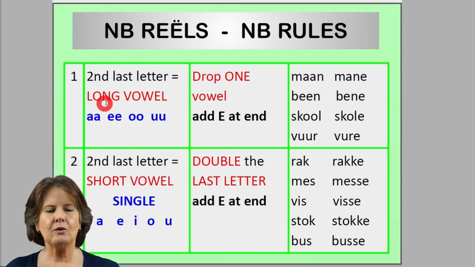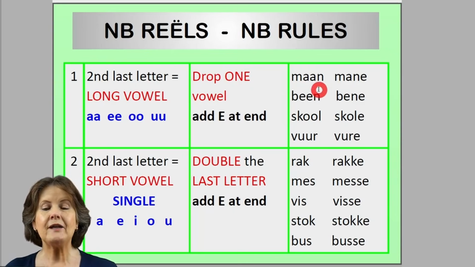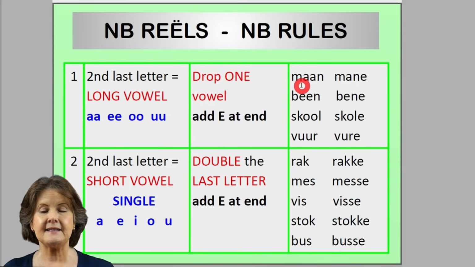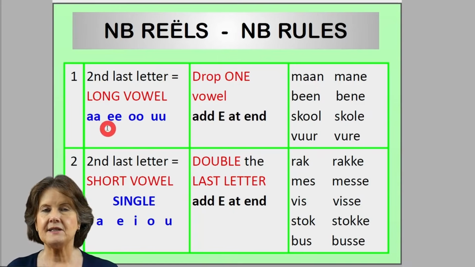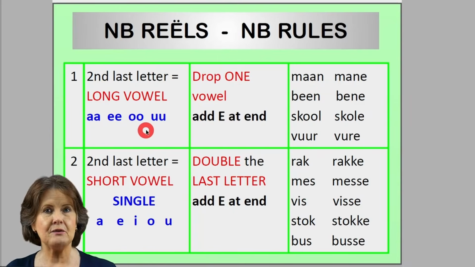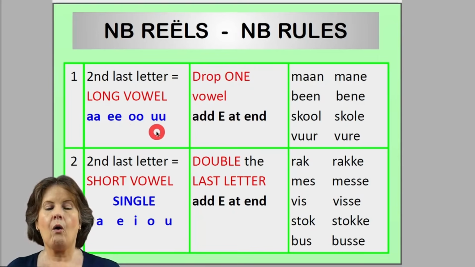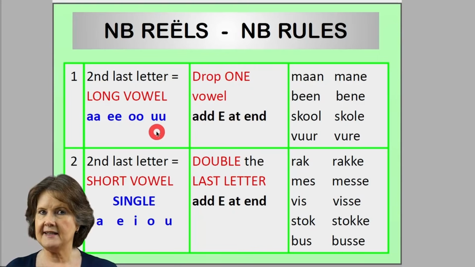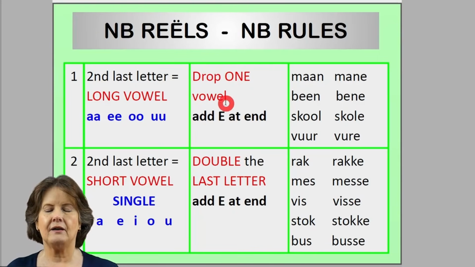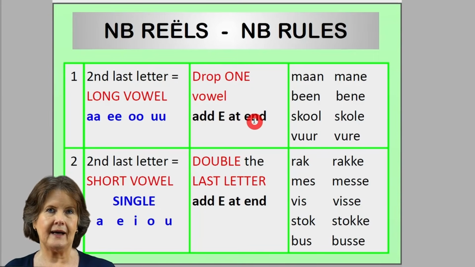Rule 1 I call the long vowel rule. That is when your second last letter, look at the word man, when your second last letter is a long vowel. That means 2 A's, 2 E's, 2 O's and 2 U's. What do you do then? It's easy. You just take one vowel away and you add an E. You drop one vowel and you add an E.